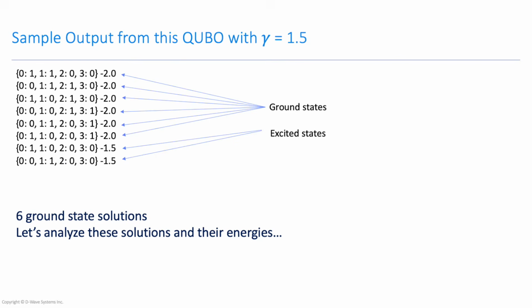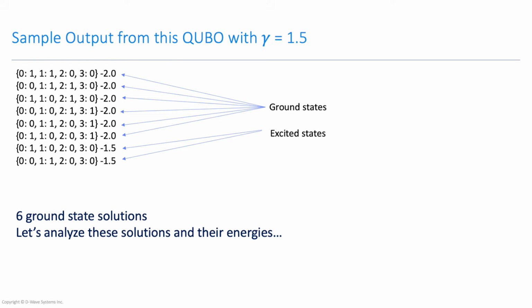And if I write a program to do this, and put in gamma equals 1.5. That's the Lagrange parameter. And we do this on the clique that I showed at the beginning of this unit, the 4 qubits all connected together. I get 6 ground state solutions with energy -2.